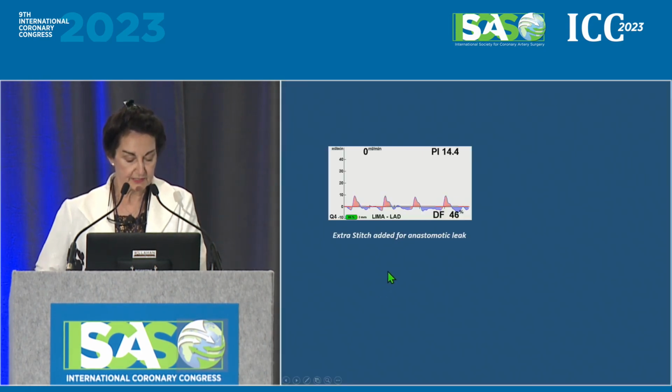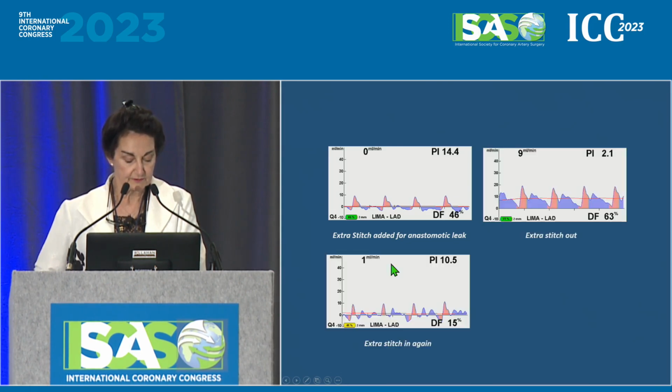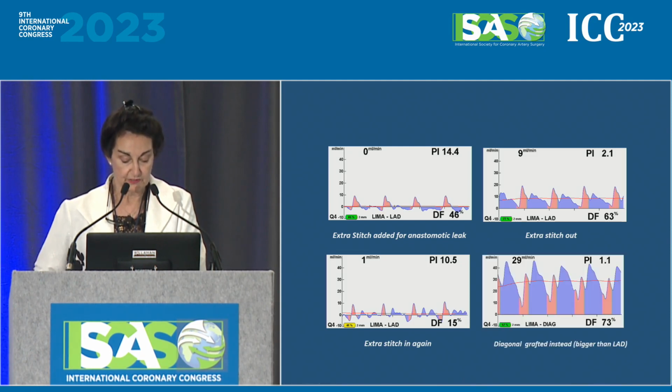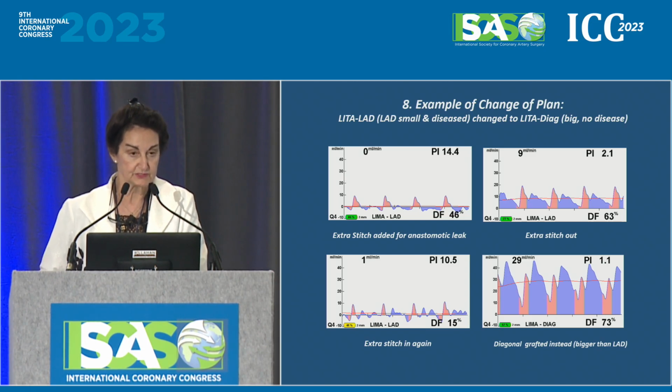So here's a case. The pink spike sign again, took the extra stitch out for the leak, put the stitch in again, okay. So we grafted the diagonal instead of the bigger LAD. And the LAD was diffusely small and diffusely diseased, and the patient never looked back. The diagonal was big, so you don't have to worry about changing your plan.